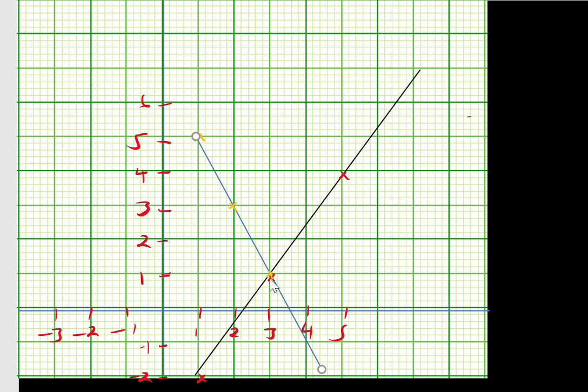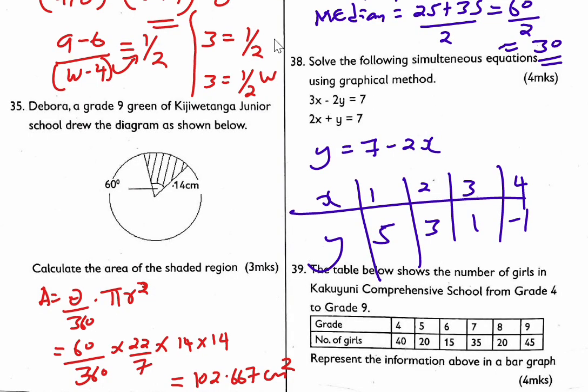So you can see, you read here on x, x is equals to 3. If you come down here, you can see x is equals to 3. What about y? You read on the y-axis, you can see y is equals to 1. And therefore, this is the solution: x is equals to 3 and y is equals to 1. You get those 4 marks. You can substitute to confirm your answer. Remember, x is equals to 3 and y is equals to 1.